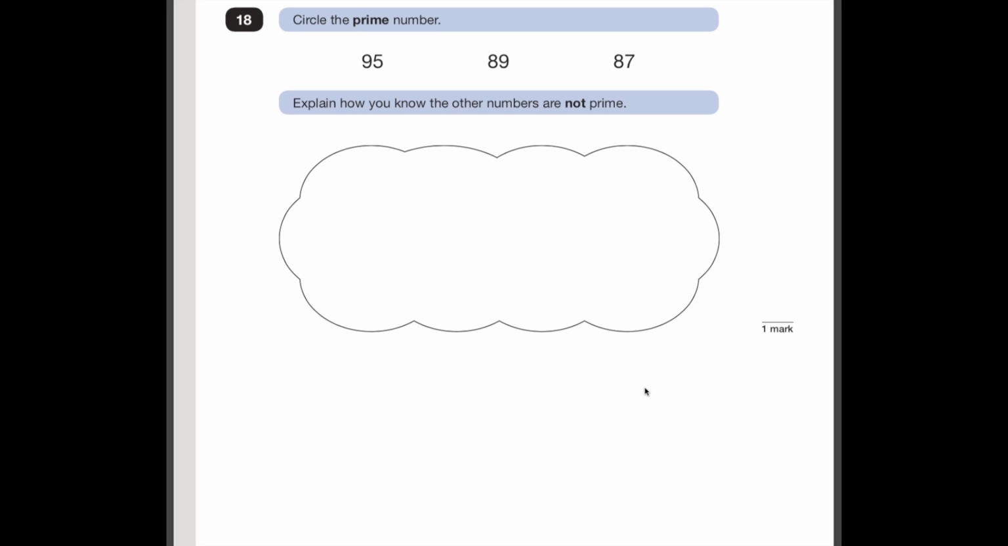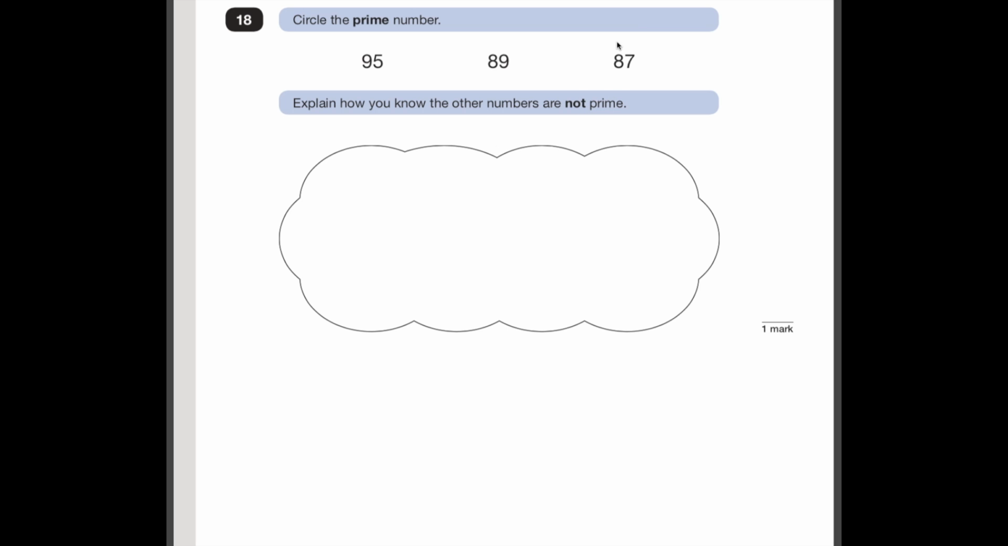Now the clue for this one is 95 is clearly not a prime number because it ends in a 5, which means it's in the 5 times table, therefore it's not prime. Remember, a prime number can only be divided by itself and 1. So if it's in the 5 times table, you can divide it by 5, so that isn't 1.